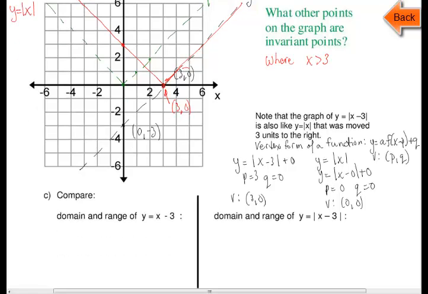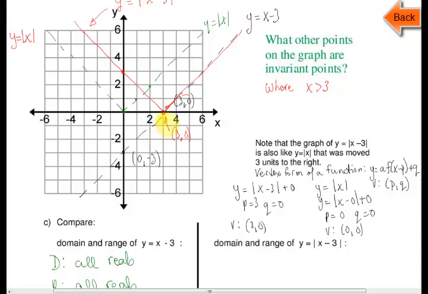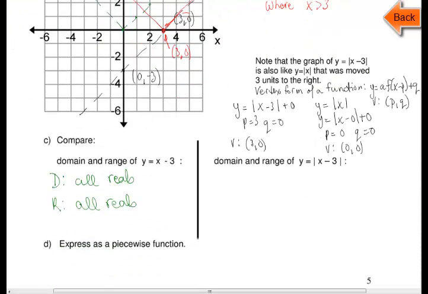All right, let's take a look at the domain and range of our linear function and our absolute value function. Now, for all linear functions, the domain is all reals, and our range is all reals. Okay? And that's because for a linear function, one part of the graph will go off into infinity in the negative direction, and one will go off into infinity in the positive direction, so that would give us a domain and a range of all reals.